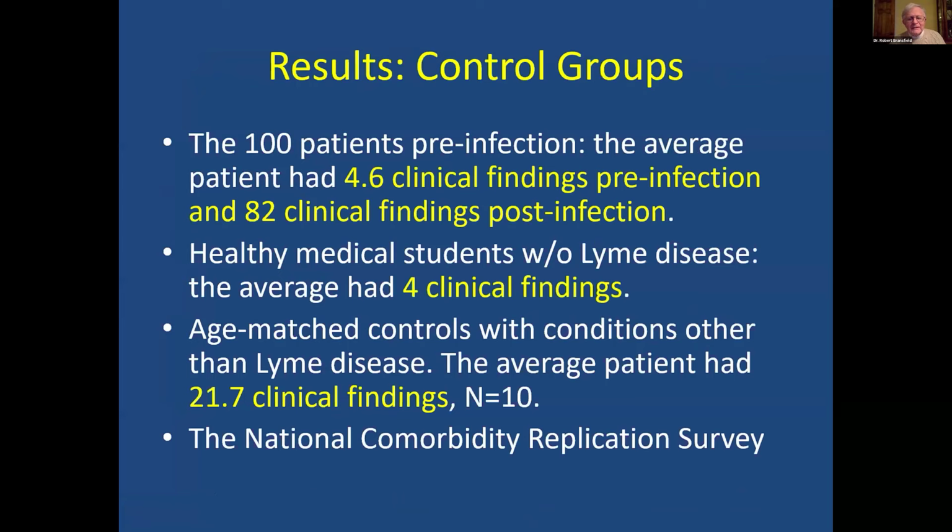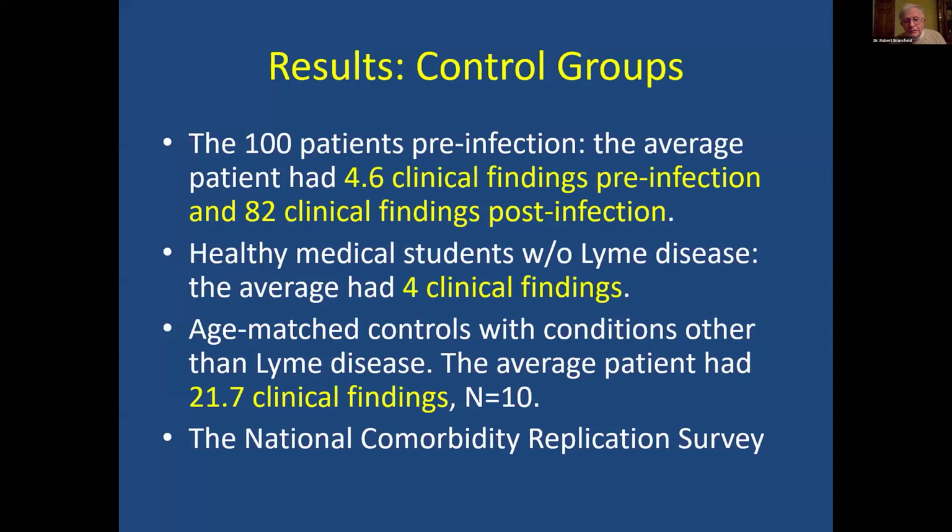In this study, we had four control groups. One control group was the patients before they were infected. Another control group was healthy medical students. Another control group was the National Comorbidity Replication Study done by Kessler. And then another was people with chronic illnesses other than Lyme disease. What we found is the baseline number of positive symptoms was four in healthy individuals, and four in people with Lyme disease before they were infected, and the average after infection was 82. And for people with other chronic illnesses, it was 22.